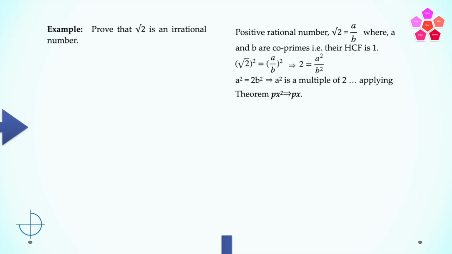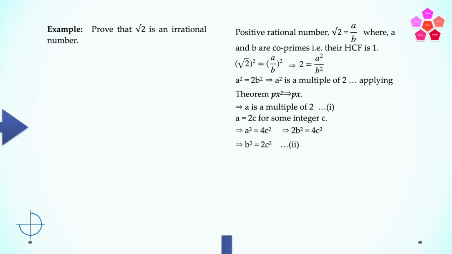Now here, if we apply the theorem p divides x square implies p divides x, that means if there is a prime number that is part of the square of a number, then that prime number is also a prime factor of the root of the number. Taking that into consideration, we see that a is a multiple of 2. Let's mark this as equation 1. Now let's assume a is equal to 2c for some integer c. Squaring both sides, we have a square is equal to 4c squared, which in turn implies that 2b squared is equal to 4c squared. And in turn, this gives b squared is equal to 2c squared.